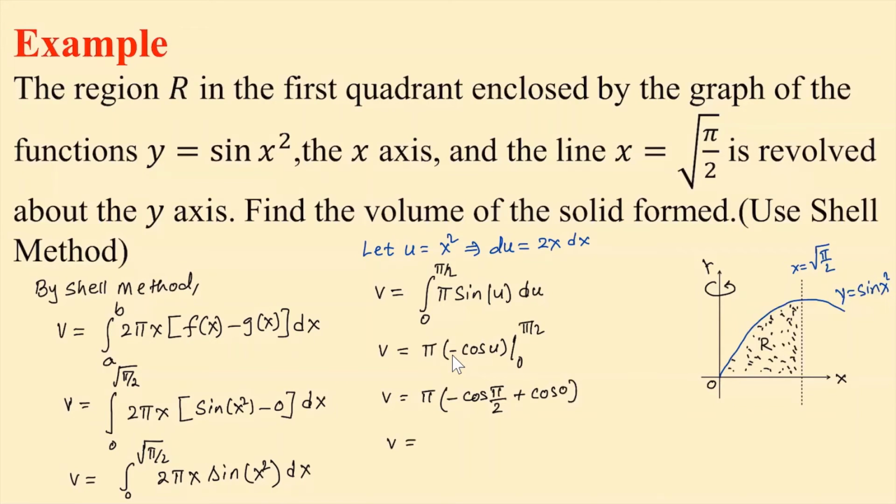The volume is equal to pi times negative cosine pi over 2, which is 0, plus cosine 0, which is 1. The volume is equal to 1 minus 0, that's 1. 1 times pi is pi. The volume is equal to pi cubic units.